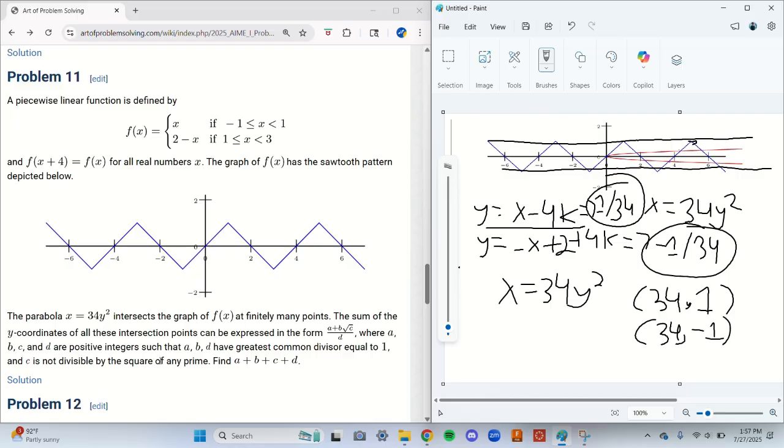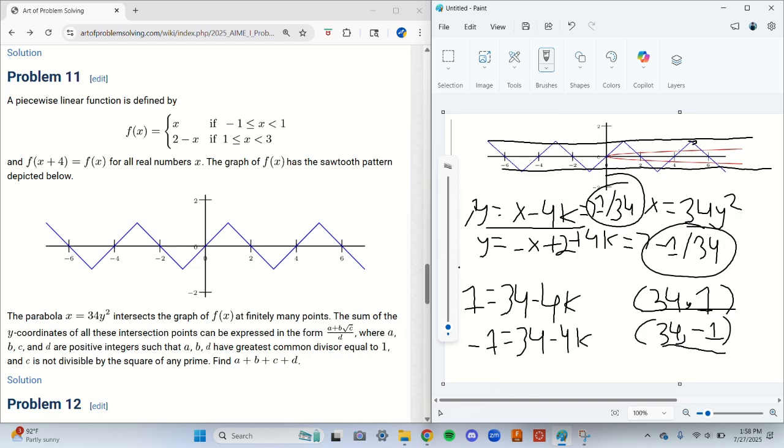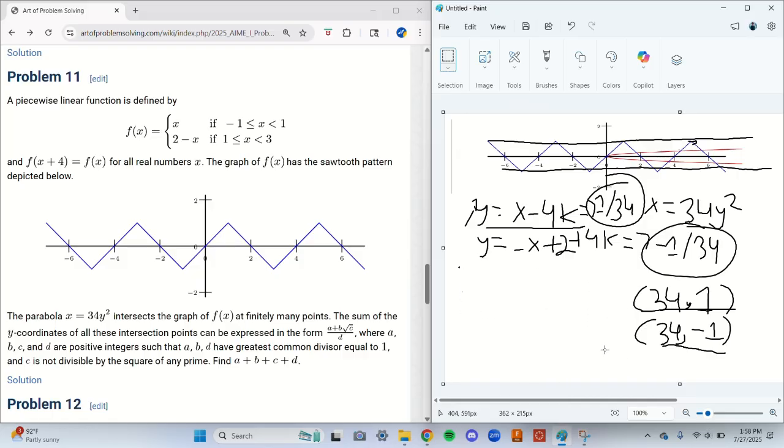Now let's figure out the values of k for each of these lines when they get to those points. k is going to be a fraction, but it has to be an integer like we established, so we'll just round down. For this first line, let's do 1 equals 34 minus 4k. So k equals 33 over 4, which is about 8. That's for the positive y values. Then for the negative y values, we get negative 1 equals 34 minus 4k. That's going to be 35 over 4, which still rounds down to 8. So we're good. After k equals 8, this graph will stop intersecting this function entirely.